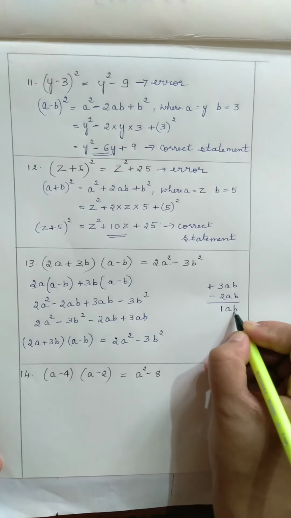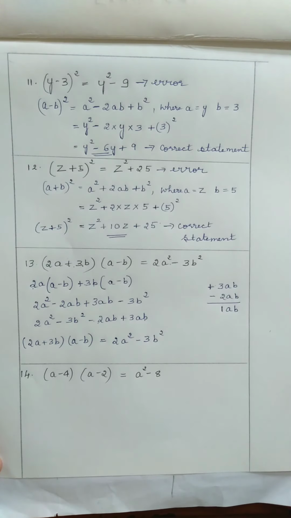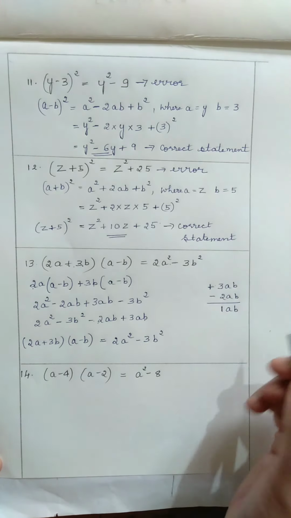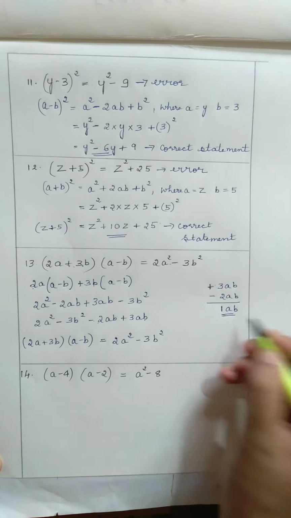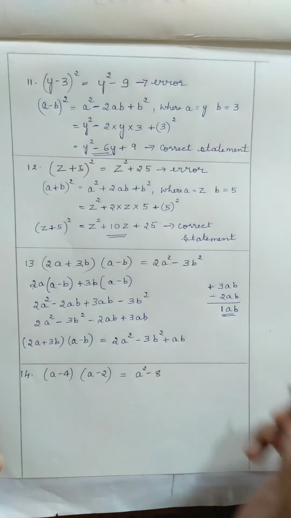Here it is ab. Then the sign of the bigger number. Between 3 and 2, the bigger number is 3. Therefore, the bigger number has the positive sign. So it is plus 1ab. So we will write it here as plus ab.